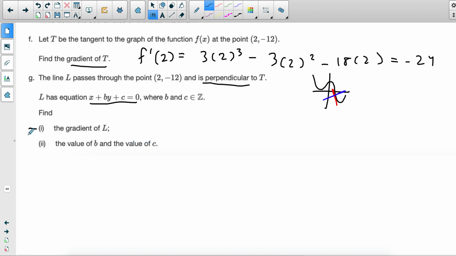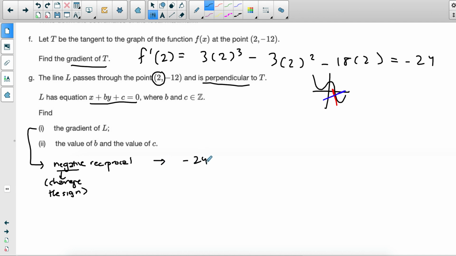So the gradient of a perpendicular is always the negative reciprocal. And the negative reciprocal just means change the sign. So if it was a positive, it becomes a negative. If it was a negative, it becomes a positive. So the gradient of the tangent at 2 was negative 24, which means the gradient of the perpendicular will be, changing the sign, positive, and then flipping this fraction. So this is 24 over 1. So you flip it and it's going to be 24. So this is the reciprocal. So the gradient is actually 1 over 24.